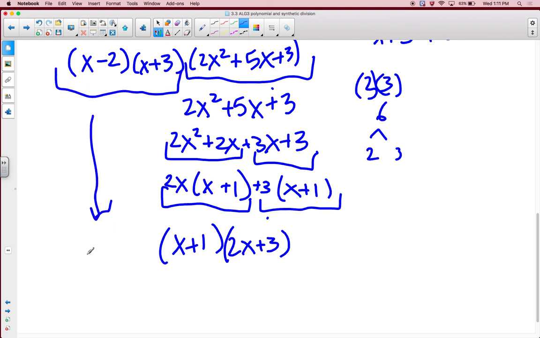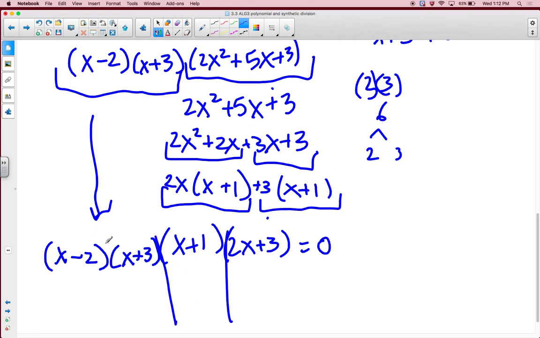Bring those down. We get x minus 2 times x plus 3, and then we had this quadratic that was factored, x plus 1 times 2x plus 3. Those are going to be all of your factors for that quartic polynomial. We just showed all of them. So now you can actually find all of the zeros. We already know the first two because we just proved it.